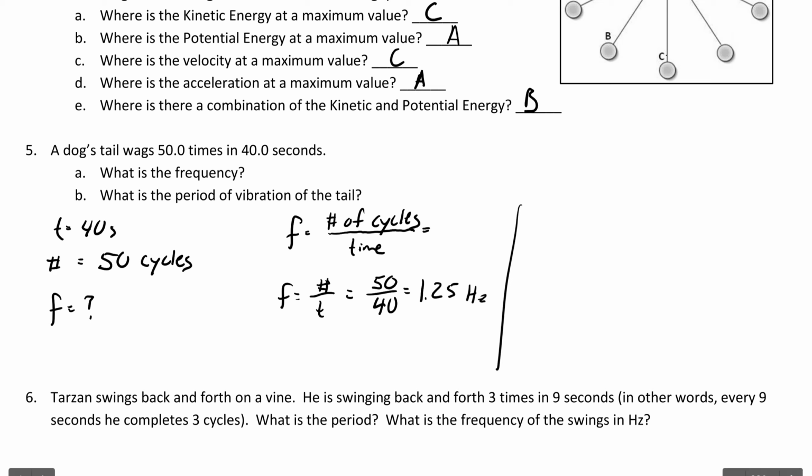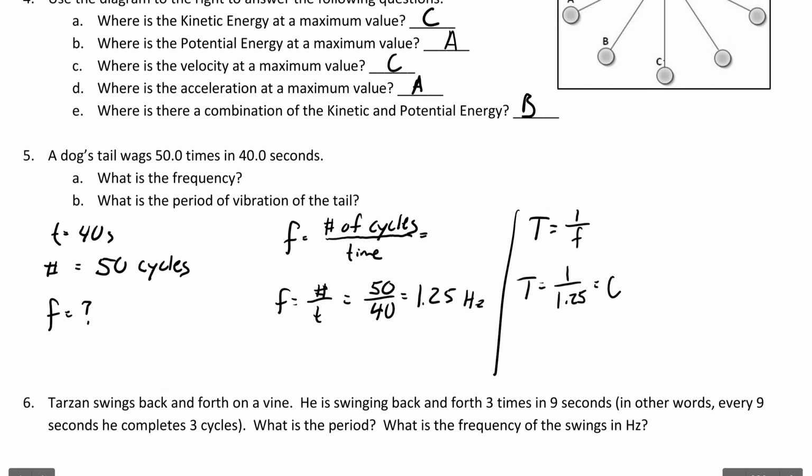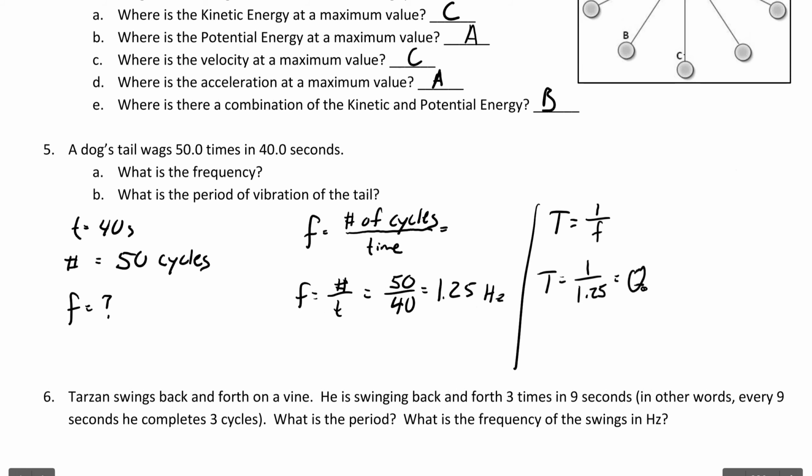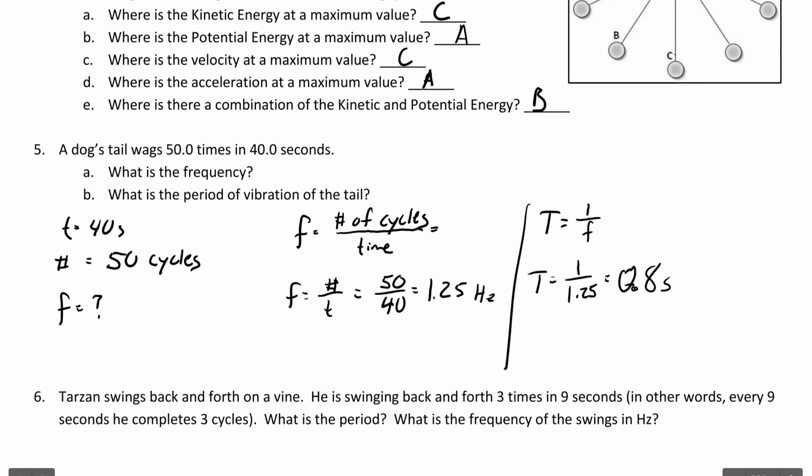Okay, so letter B. B says, what is the period of vibration? So you could use our made up formula, but you could also take the inverse. So T equals 1 over f. And then you just plug in what we just found, and you get 0.8 seconds. Okay, so what the heck does this stuff even mean?